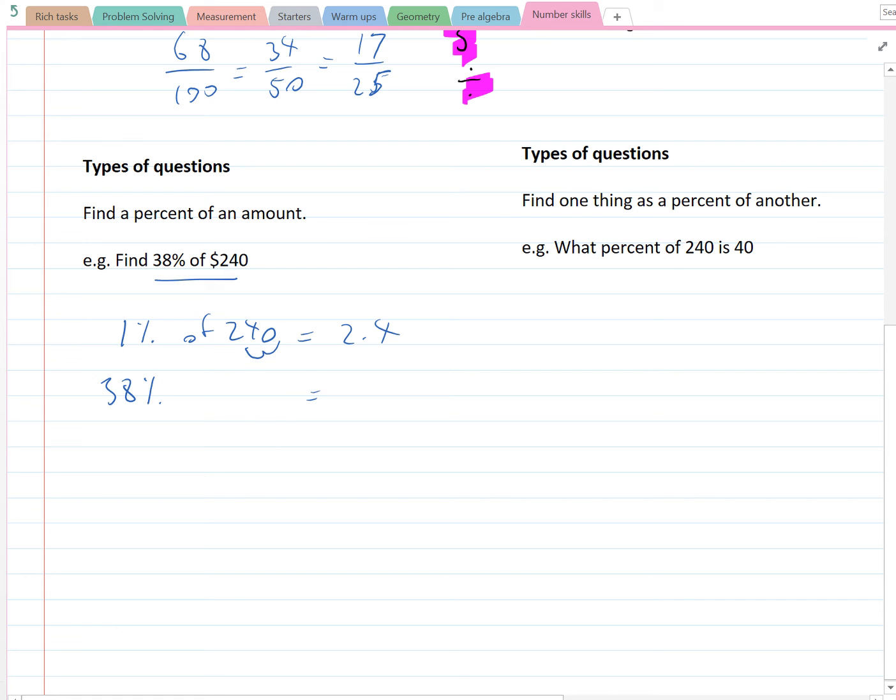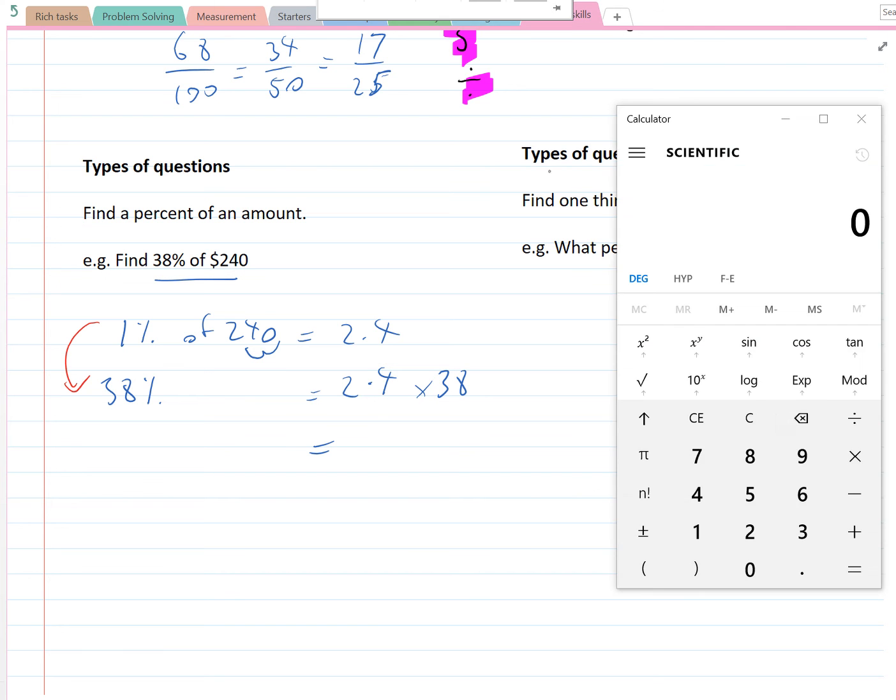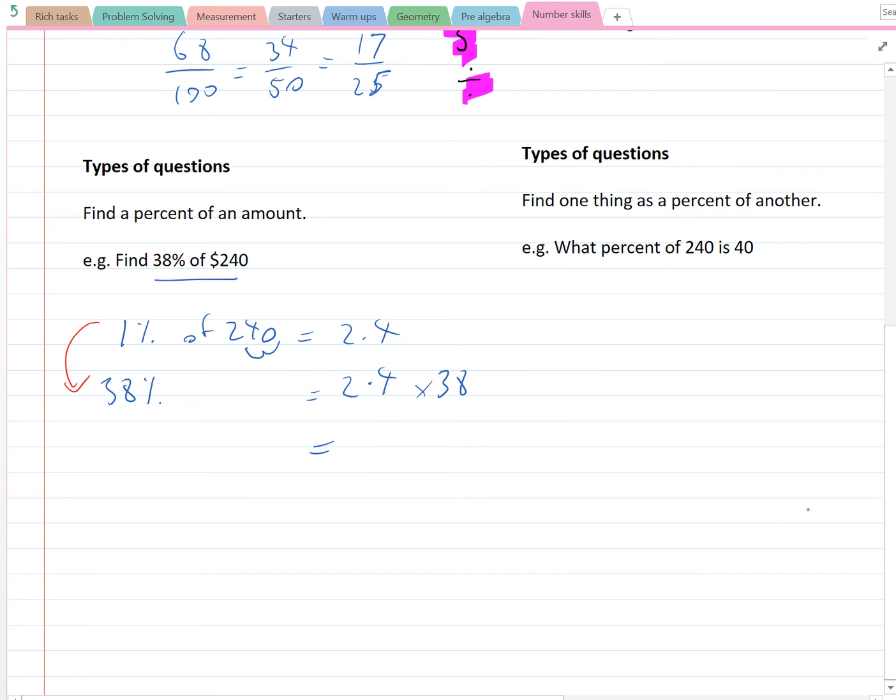So 38% is going to be how many times bigger? It's going to be 38 times bigger. So it's basically going to be 2.4 times 38. So I'll just bring up my calculator. 2.4 times 38 equals 91.2, and I think that was in dollars, so it would be $91.20. That's that type of question.